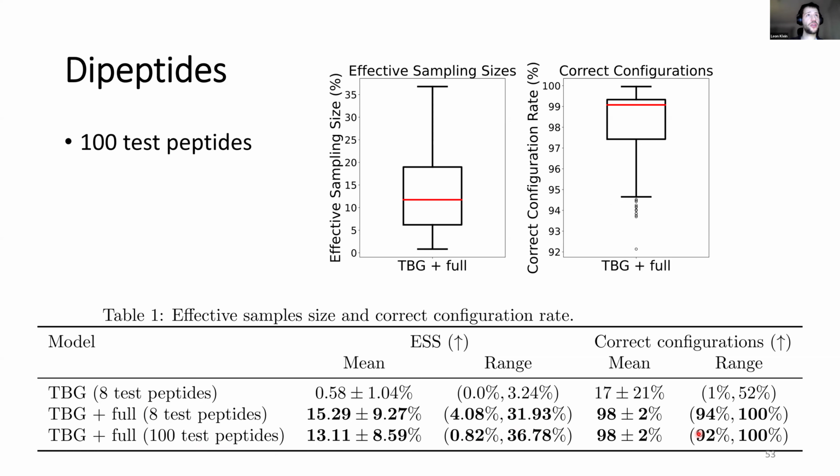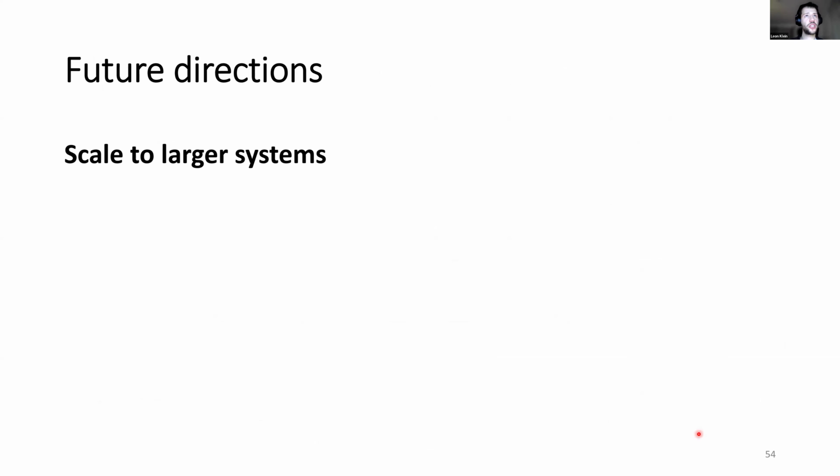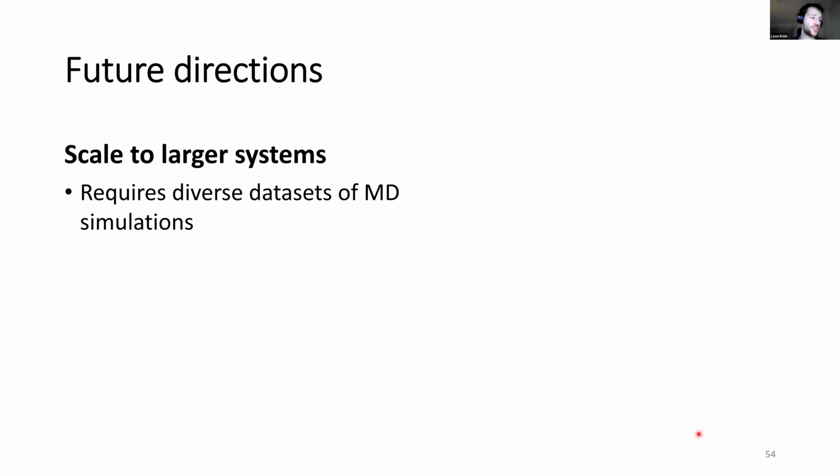I want to also briefly talk about future directions. So I've shown results for dipeptides. Of course, the goal is to scale to larger, more relevant systems. And this probably requires a diverse set of MD simulations for these larger systems and also larger, more expressive models.